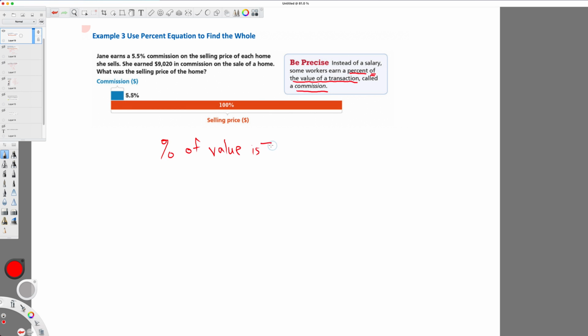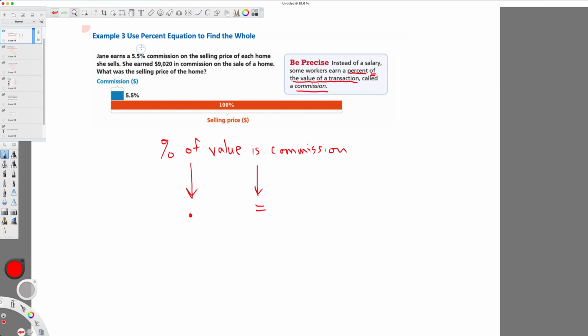is the commission. Where's my eraser? Is that an eraser? Yeah. So is the commission. So percent of the value is the commission. There's my equation right there. The "of" is the times, the "is" is the equals.